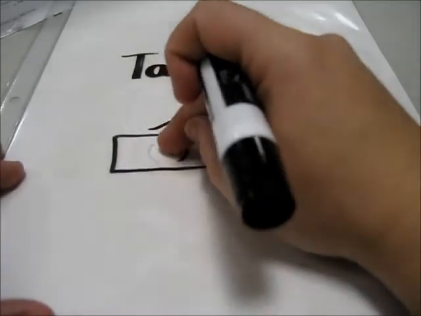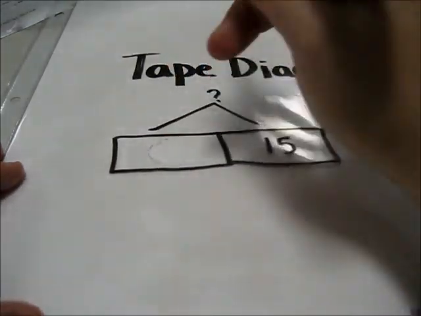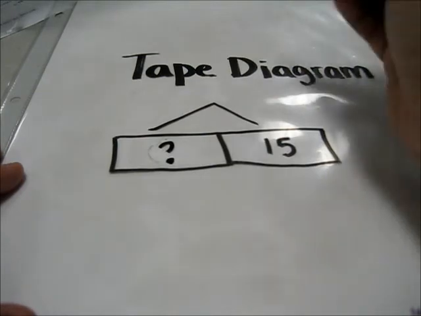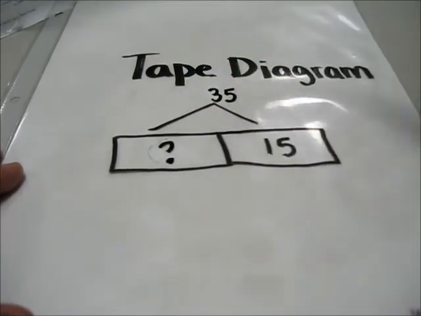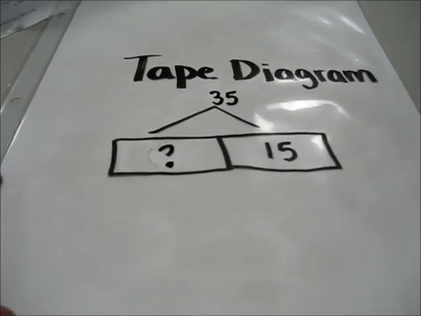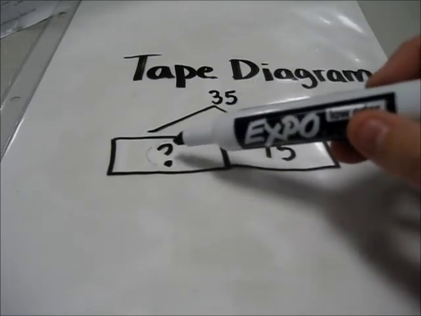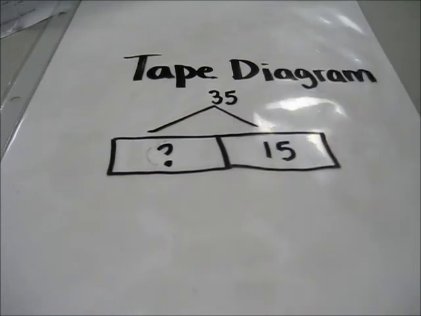Or, if I still don't know how much this person has, and I do know the total, that leads me to my number sentence a different way. So one more time, tape diagrams, a funny word, but not that tricky. Just boxes that you can change and put question marks or numbers or brackets on to help show what you know and what you're trying to find out.